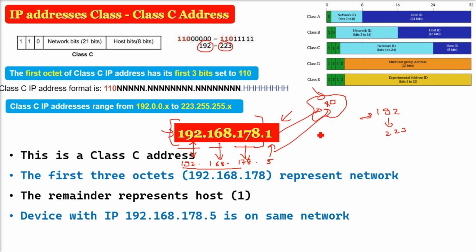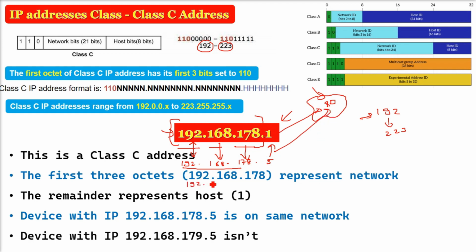But for the other network, if I say 192.168.179.5, you just have to match the first three octets. So this is matching, this is matching, but this is not matching. 179 is not equal to 178. So all three addresses which I told you are class C addresses, but the first two addresses belong to the same network, and the third one does not belong to the same network.